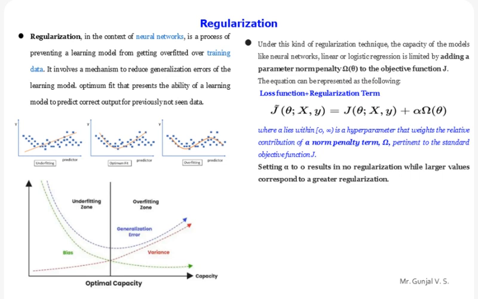Regularization, in the context of neural networks, is a process of preventing a learning model from overfitting the training data. It involves a mechanism to reduce generalization error but not the training error. The regularization method optimizes the fitting ability of a learning model to predict the correct output for previously unseen data.